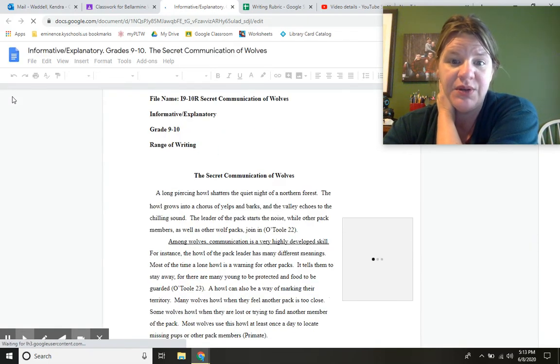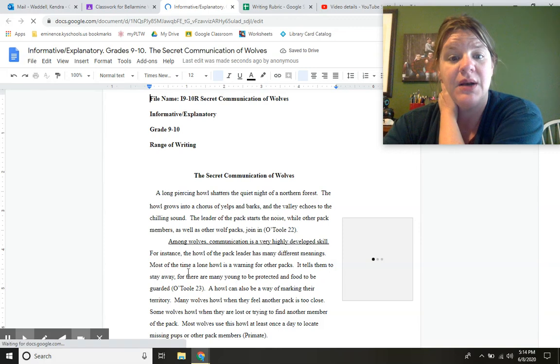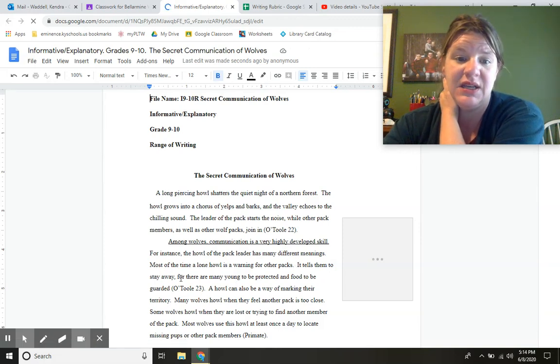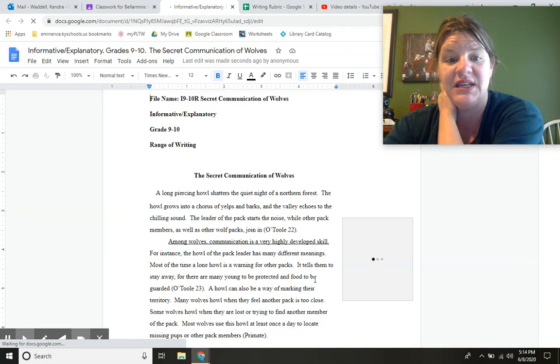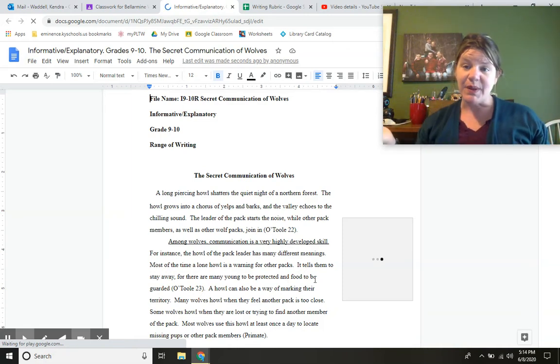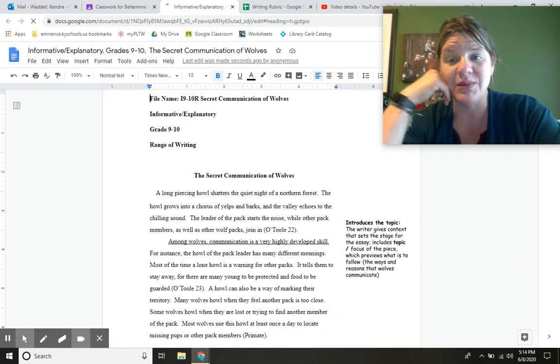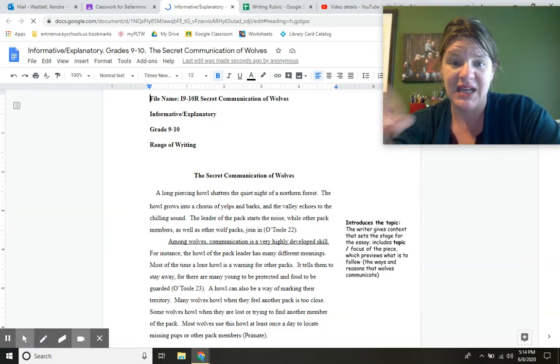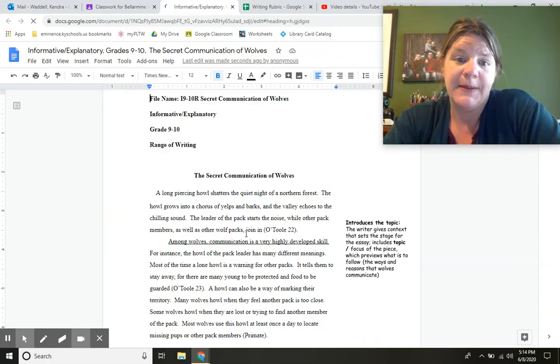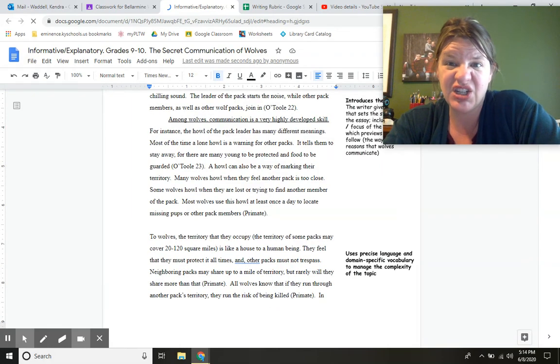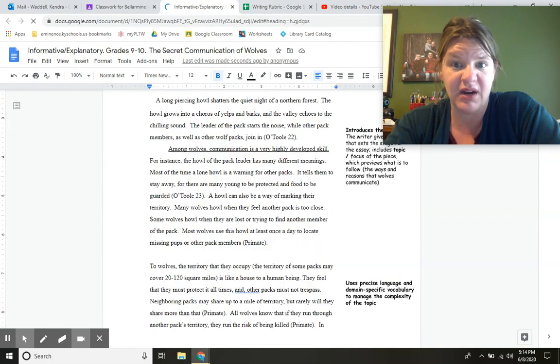Among wolves, communication is a very highly developed skill. For instance, the howl of a pack leader has many different meanings. Most of the time, a lone howl is a warning for other packs. It tells them to stay away, for there are many young to be protected and food to be guarded. This is a lovely paper. It's nice and clean. It's concise. But you'll notice that the vocabulary is a lot more simplistic. It's not super complex. It's just kind of straightforward there, right?